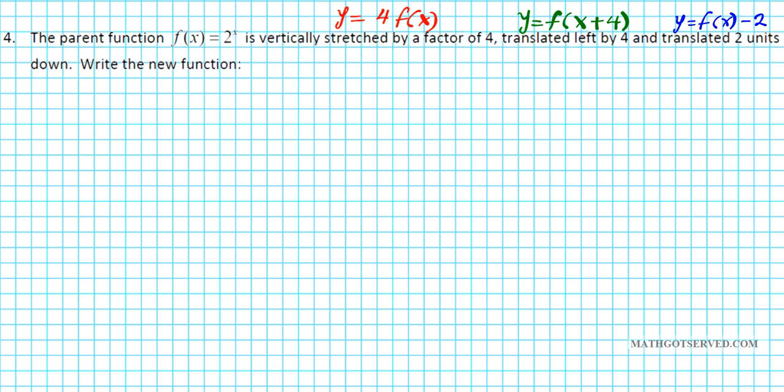Okay? Now if we assemble everything together, we're going to have the function y equals, now the function is 2 to the x, right? But we have to have a 4 first for the vertical stretch. 4 times the function, which is 2. But for the x, we need to replace the x with x plus 4. So 2 to the x plus 4. For k, we need to subtract 2 from the entire function, so subtract 2. And there goes your function.